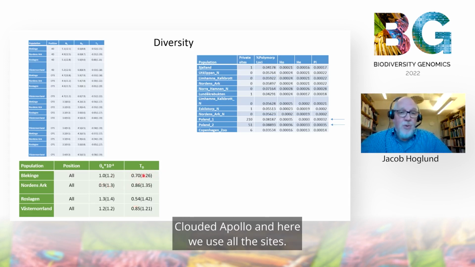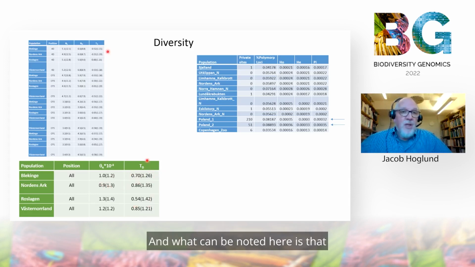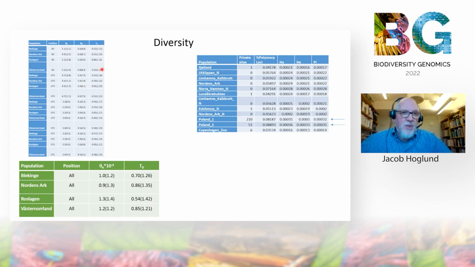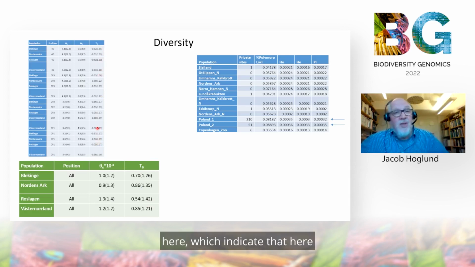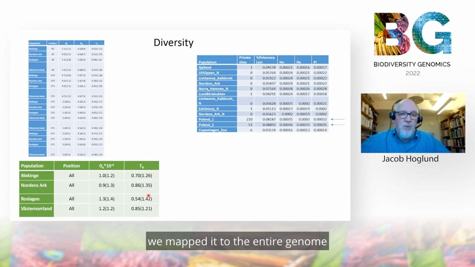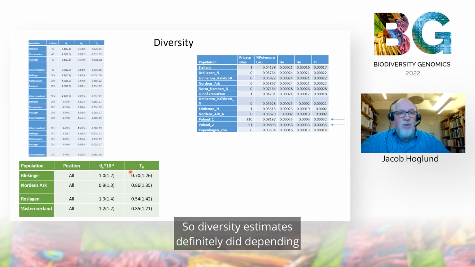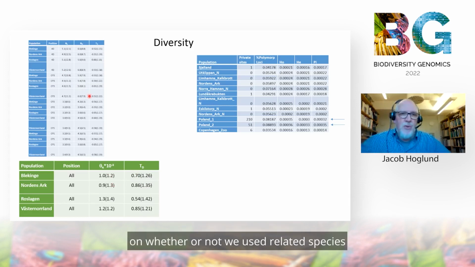And here we use all the sites. What can be noted here is that all the estimates of Tajima's D, which were indicated here as negative, turned out to be positive when we mapped to the entire genome and the reference genome from the related species. So diversity estimates differed a little depending on whether we used a related species or the same species.